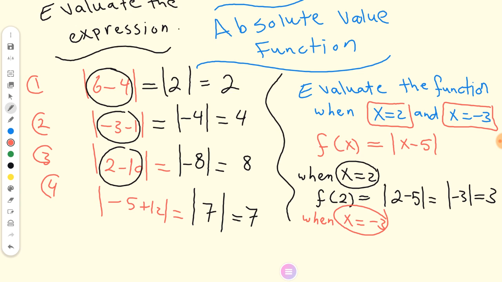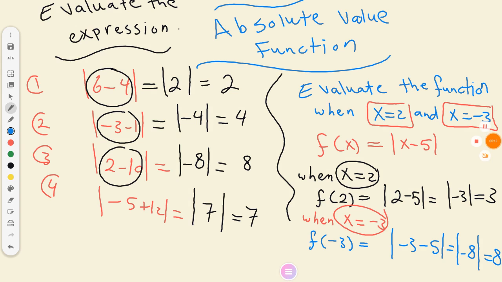Okay, after that, when x equals negative 3. Also, I will replace with x equals negative 3. I will write f of negative 3 equals absolute value of negative 3 minus 5, which equals negative 3 plus negative 5, a negative 8. And the absolute value of negative 8 is equal to 8. And that's it. Okay.